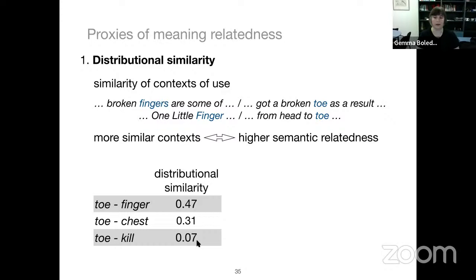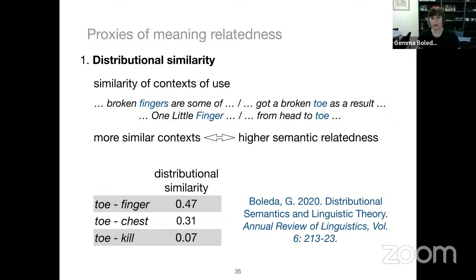All right. This is all I'm going to say about distributional approaches in this talk. But I wanted to flag that this is just one of the many tools that distributional semantics offers for the study of language. And I think it has a lot of potential. And if you're interested, you can check the survey that I cite here on the slide that appeared last year in the Annual Review of Linguistics.